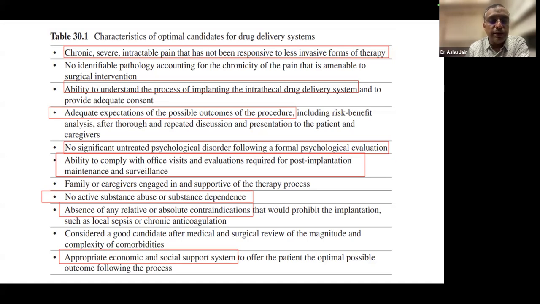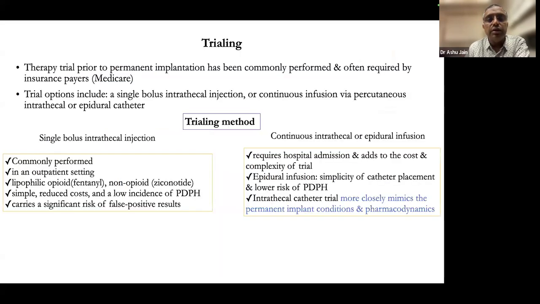And then we must not forget that there should be social support and an economic support system, because as I told you, the duration of the pump is not more than 5 years, and it costs around 10 lakhs every time after 5 years, when we are going to change the device, because unfortunately the battery is not separate, you have to change the device as such, and it's costly stuff.